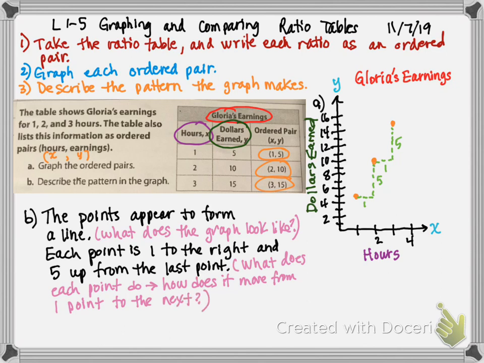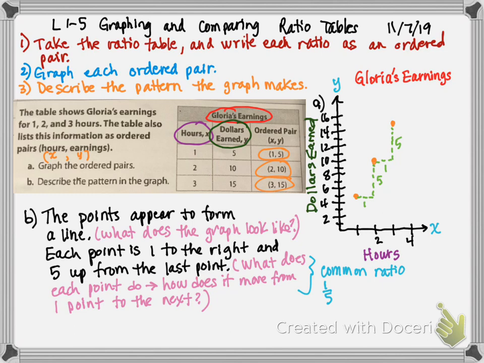Okay. Now, what we're just discovering right here, that 1 to the right and 5 up, this is what's called the common ratio. In other words, if I took every single one of those ratios and reduced them to lowest terms, I would get this one. This would be my ratio, 1 to 5, okay? That's your common ratio. So that's what the next sentence is. Then you have one more.